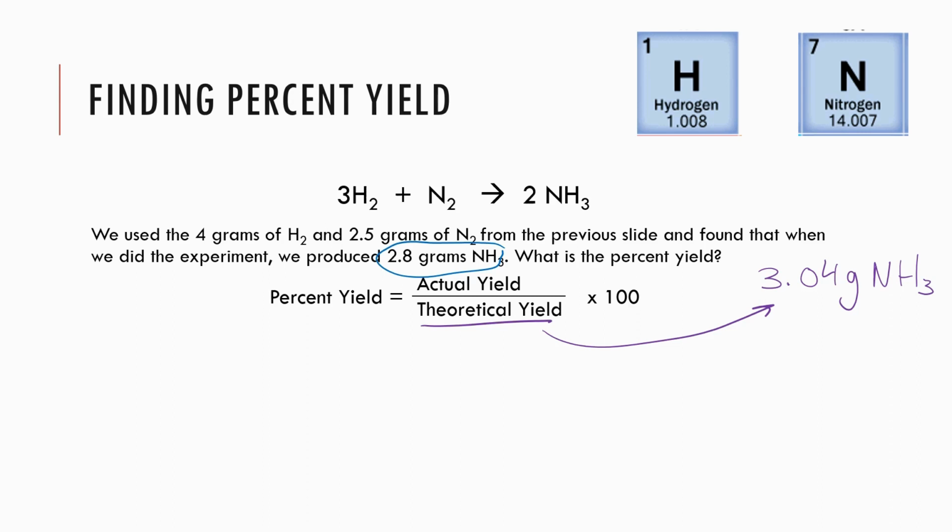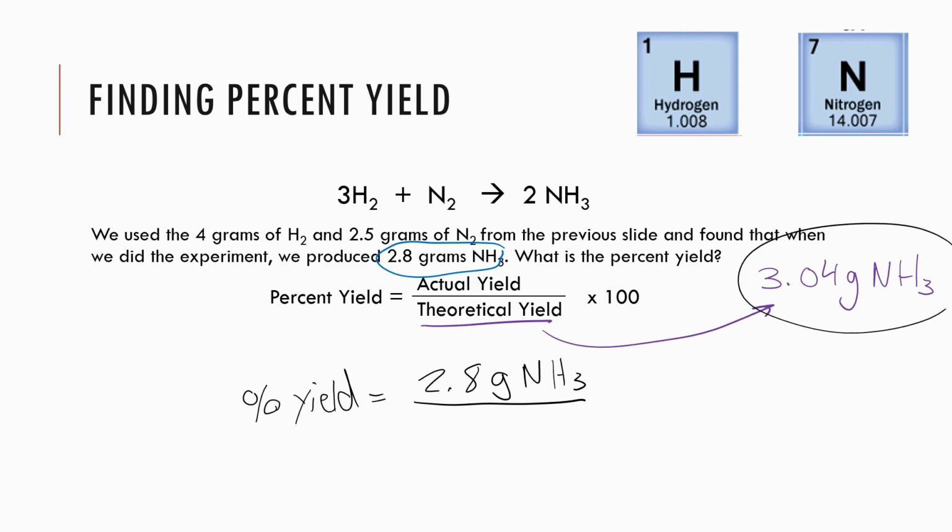So to get our percent yield, we're going to put in these numbers that we have. You'll often see percent yield with a percent sign in yield as well. Our actual yield is what our question tells us we hypothetically found doing the experiment, which is the 2.8 grams of NH3. Our theoretical yield is what we calculated on that previous slide, our 3.04 grams of NH3. And then we would take these and multiply this by 100 to get our percent yield.